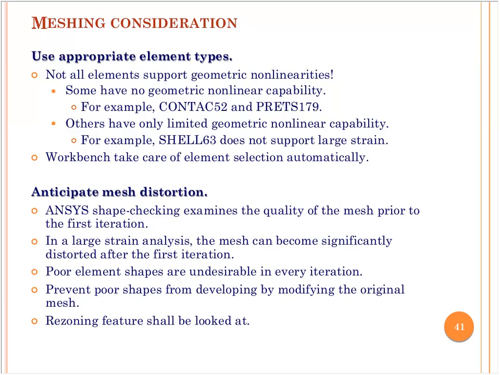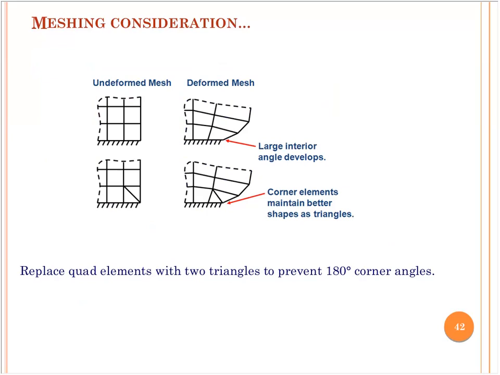When we do a large strain problem, the mesh is expected to distort too much, so we need to take care in creating the mesh with acceptable element quality. As the solution progresses, your element shapes get distorted, so you may consider rezoning as a feature to bring element quality back to an acceptable limit. Here is a typical situation of mesh consideration. When this structure is subjected to a large strain problem, the element deformation makes the internal angle too large, which is not an acceptable quality criterion.